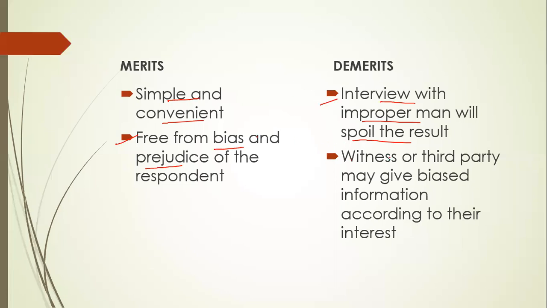And the last one is that the witness or third party may give biased information according to their interest. As I said, the third party is a friend, Adil is the third party. For example, if one of his friends in your class has made a mistake, when Adil wants to help that friend, he will give me wrong information. That is one of the disadvantages. So whenever the third party gives you information, maybe for some interest or to help that person, it can be an emotional connection sometimes, not all the time. Sometimes they may give you the wrong information. That is one of the disadvantages of this method.